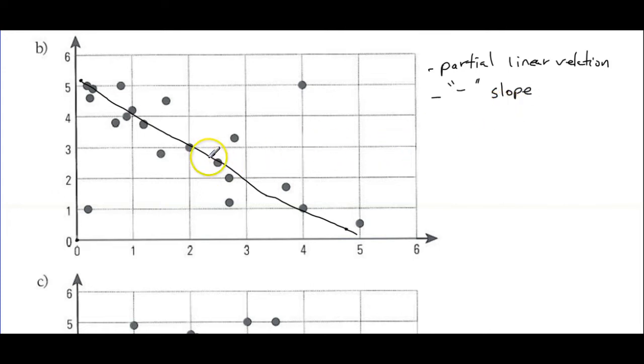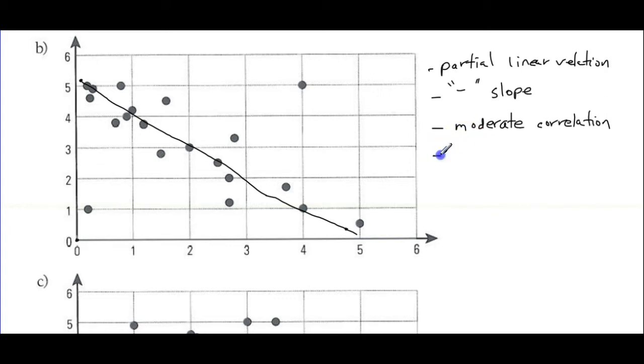Now the points are spread out a little bit more than graph A. Graph A, we said, had a strong correlation, a strong trend. This one here, the points are a little bit more spread out, so we might want to describe this as having a moderate correlation. Okay, now the trend is pretty much a straight line, negative slope, moderate correlation.